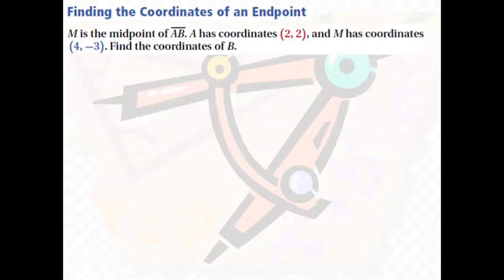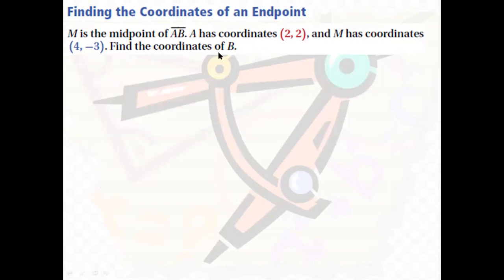When the midpoint is given and you have to find the coordinate. So here, look at this question. M is the midpoint of AB. A has coordinates (2, 2). So the coordinate of A is (2, 2). And M has coordinates (4, 3). So M is the midpoint. So the coordinates of the midpoint are (4, 3). Find the coordinates of B.